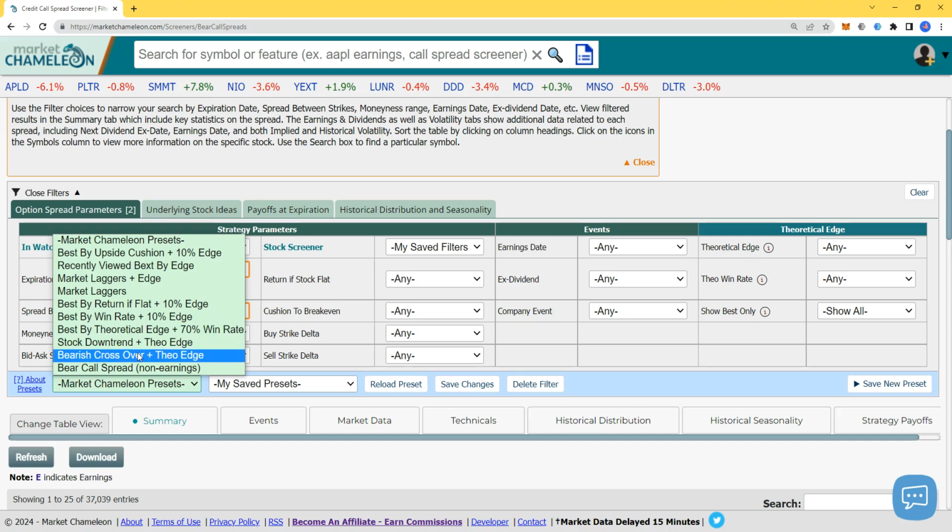So many options for you to explore. Bearish crossover plus theoretical edge, and bear call spread non-earnings. This is interesting. I'm gonna do this as well. But for now, let's start with the first one. Best by upside cushion and 10% edge.